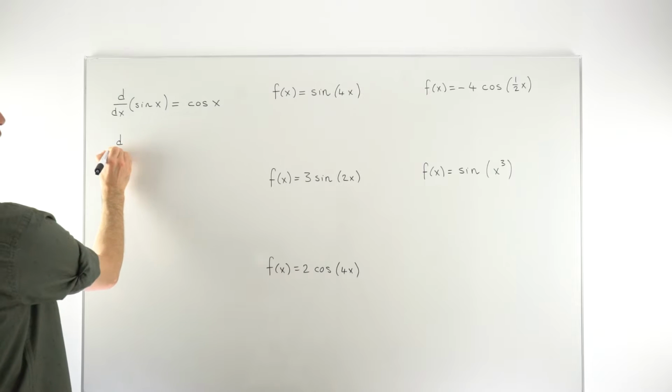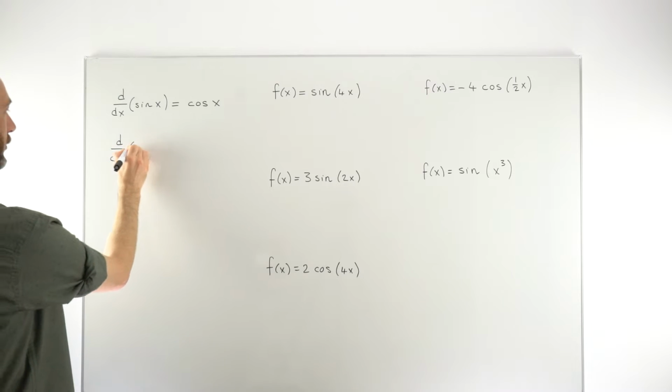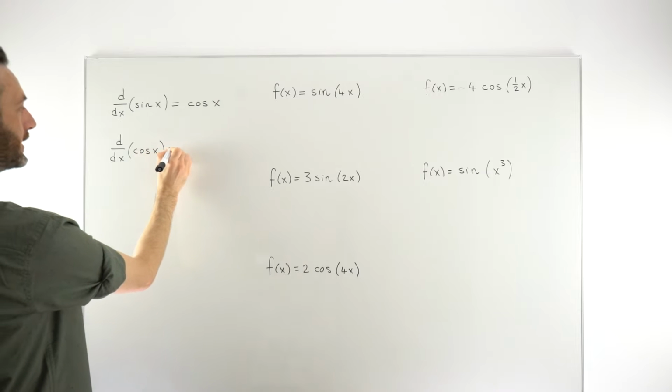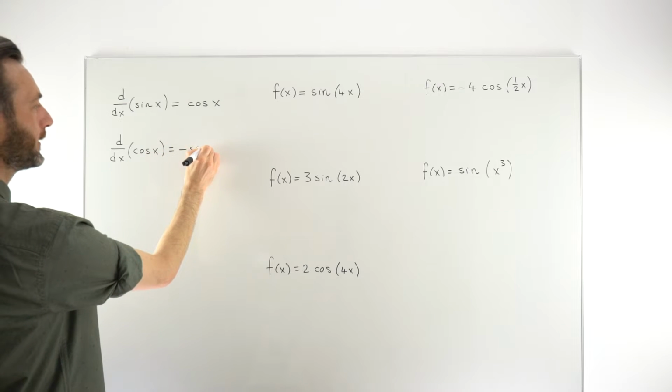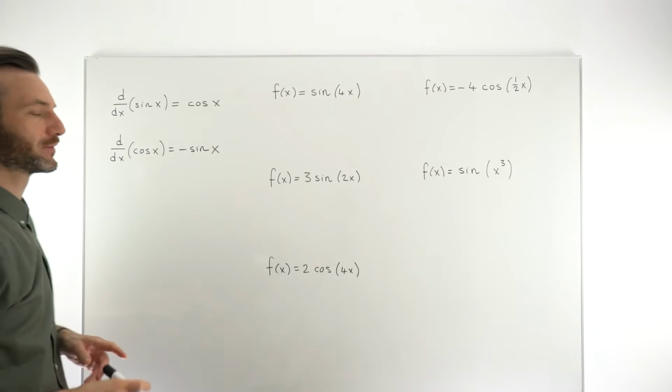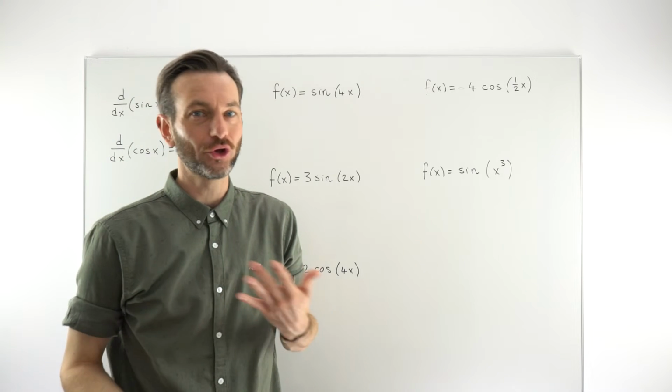Similarly, but a little different, is the fact that the derivative with respect to x of cos x goes to sine x, but it's a negative sine x, okay? So sine goes to cos goes to negative sine. And there's a few different ways you can remember that.